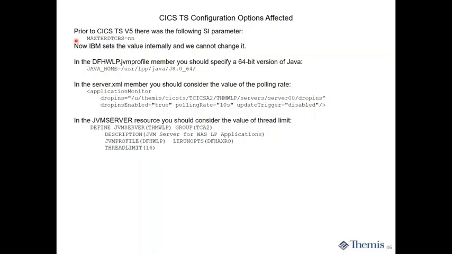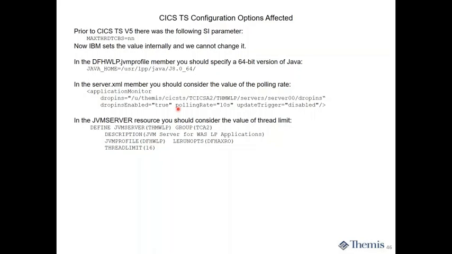You used to have J8s, J9 TCBs, now we have T8s, right? Tango 8s. Have no way to control it, okay? Again, you want the 64-bit version of Java, that's best for performance. I showed you the drop-ins, and I said consider the polling rate.